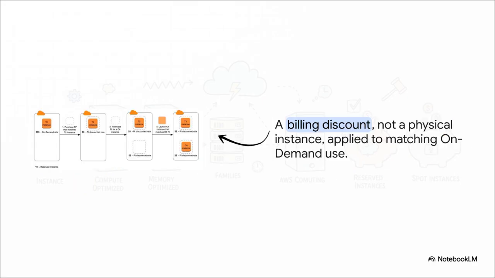Now, this is a super important point that trips a lot of people up. A reserved instance is not a physical server that AWS sets aside for you. It's really just a billing discount, a coupon. You launch a totally normal on-demand instance, and if it matches the specs of your reservation, boom, AWS automatically applies that discount to your bill. It's a coupon, not a box.